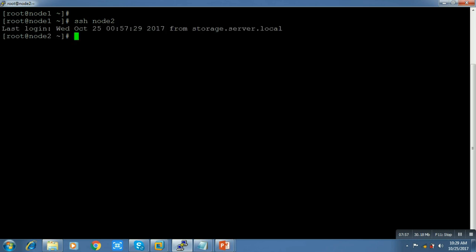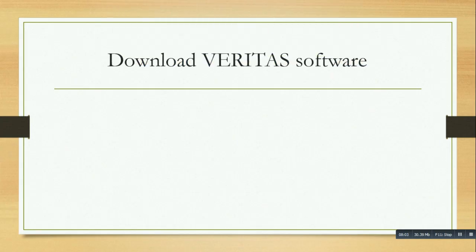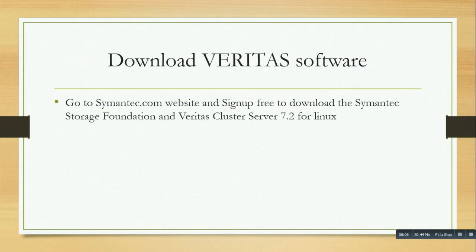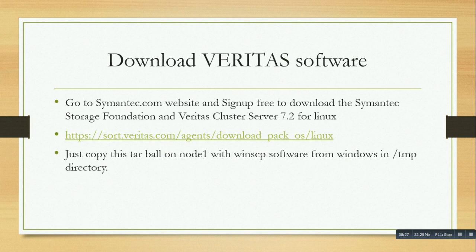Download the Veritas software. Go to the Symantec website and sign up for a free download of Symantec Storage Foundation and Veritas Cluster 7.2 for Linux. Just copy this URL into your browser and it will automatically download the software for you. Then just copy the tarball to node 1 with WinSCP software from our Windows machine into the /tmp directory. I already did that for you guys.